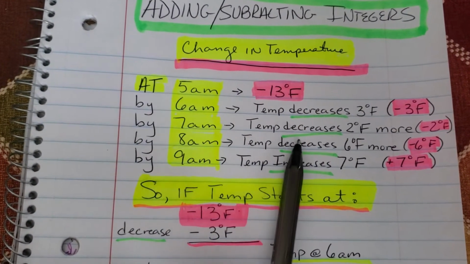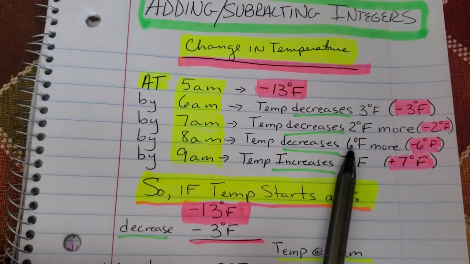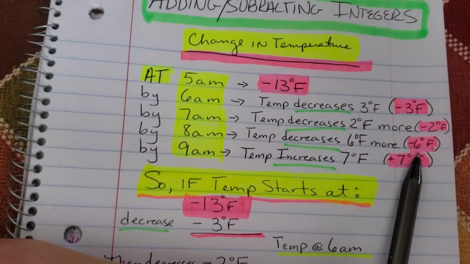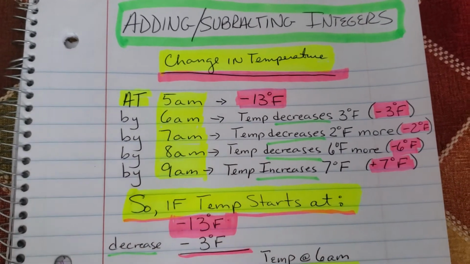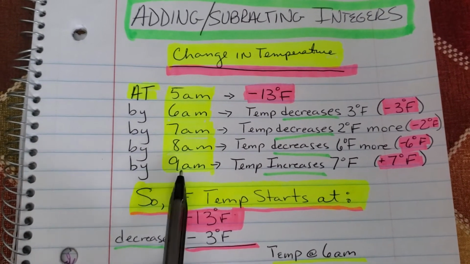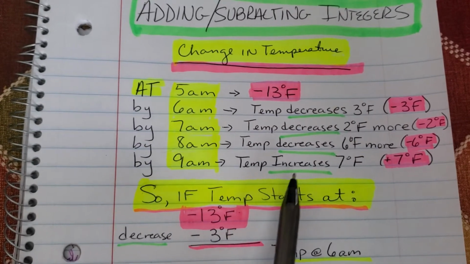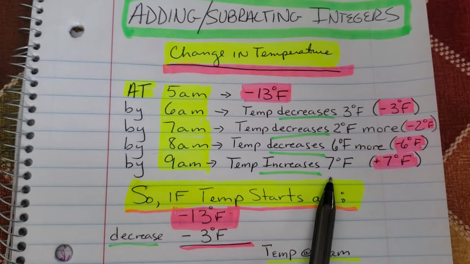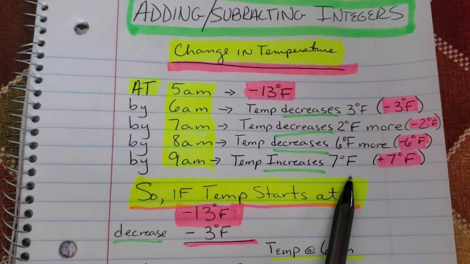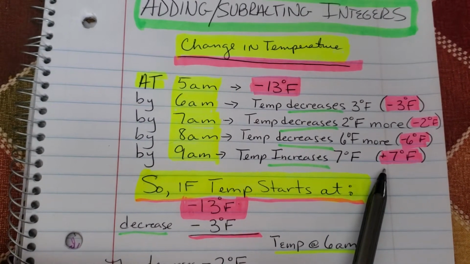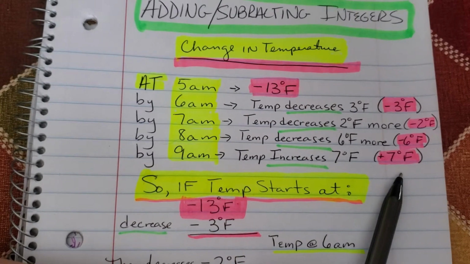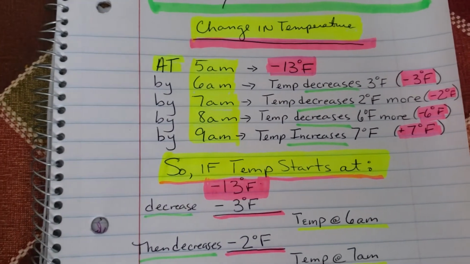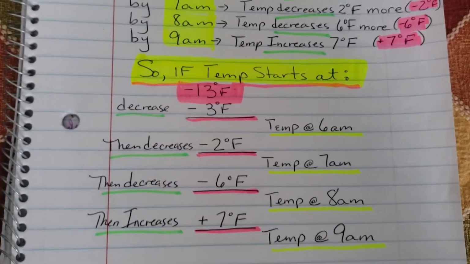By 8 a.m., the temperature decreases another 6 degrees. So therefore, that is another negative 6 degrees Fahrenheit. But then by 9 a.m., there's a warm up and the temperature increases 7 degrees Fahrenheit. So that, of course, I'm representing as a positive 7 degrees Fahrenheit. Okay. So how are we going to do the math for this? Let's take a look at our steps.